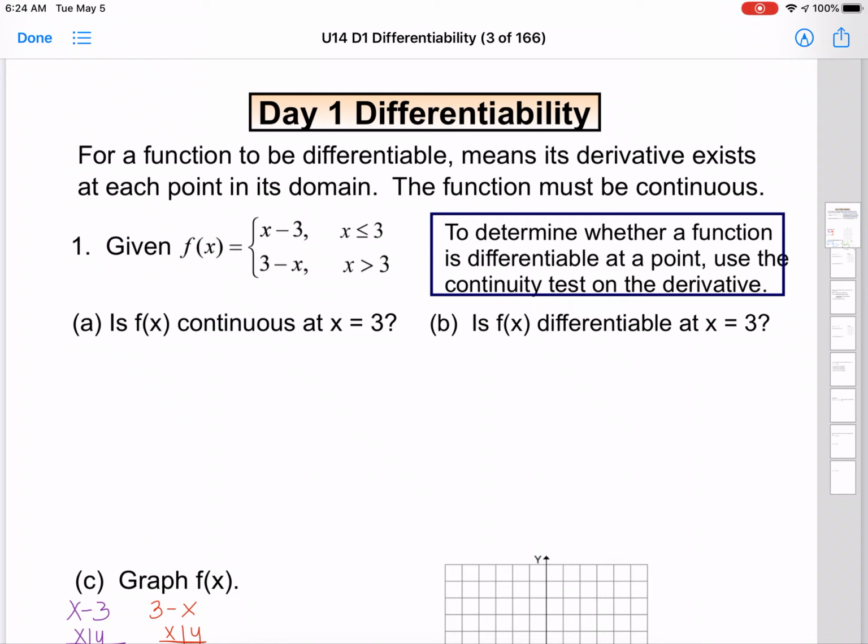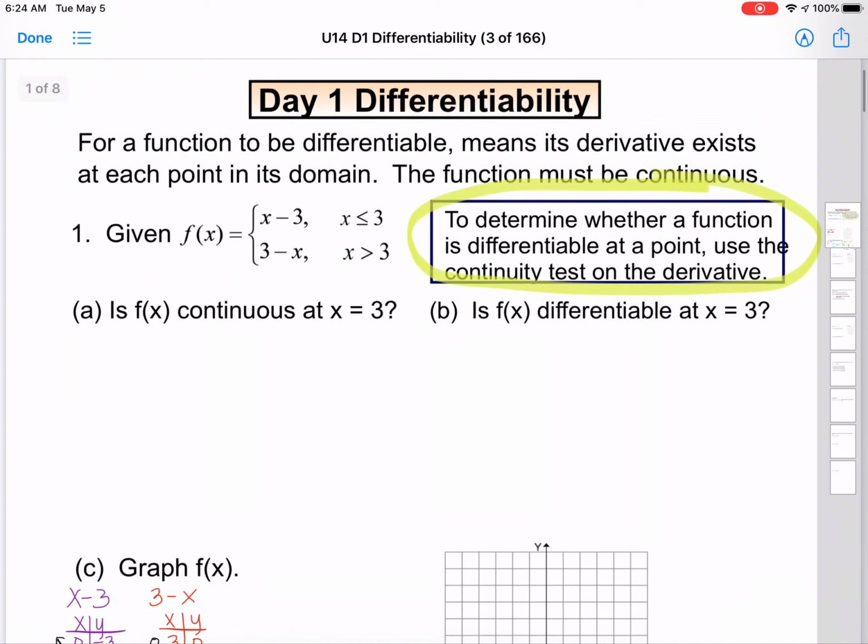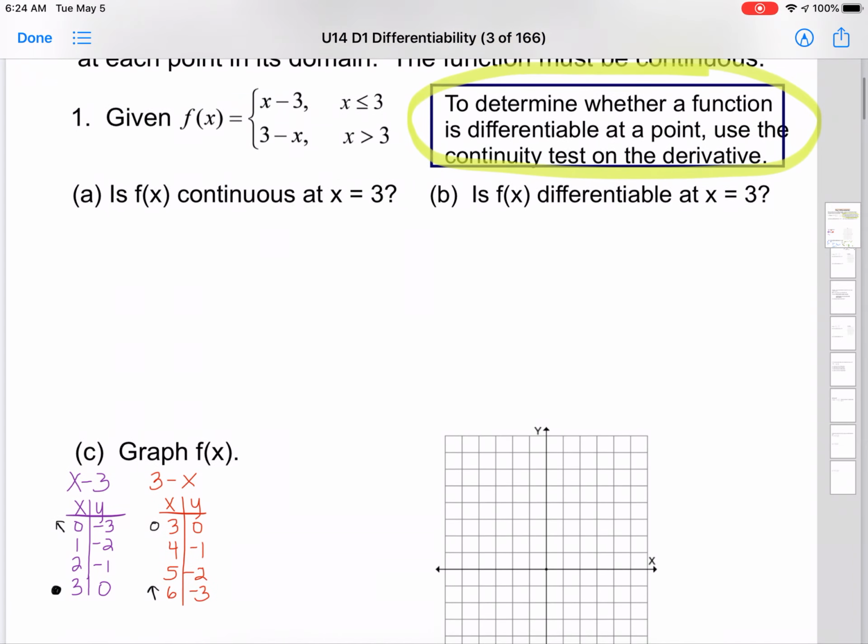Okay, so I'm going to give you a piecewise function to start out with, and read what I have in the box here. This is how we're going to do it. It says to determine whether a function is differentiable at a point, which means we can find the slope of the tangent line, use the continuity test on the derivative. So my first step is going to be to go back to our limits unit and see if the function is continuous.